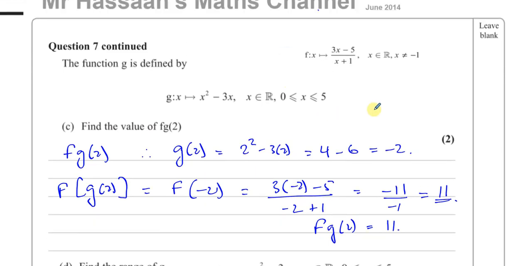We could have found the composite function fgx first and replaced the x with the 2. So I could have found what fgx is first by replacing the x in function f with what gx is. So I could put 3 times x squared minus 3x in brackets, minus 5, over x squared minus 3x plus 1, and then replace x with 2 inside that function. But I think that's going to take a lot longer than this. This is way easier to deal with in this way. But that is also an option if you wanted to do it.